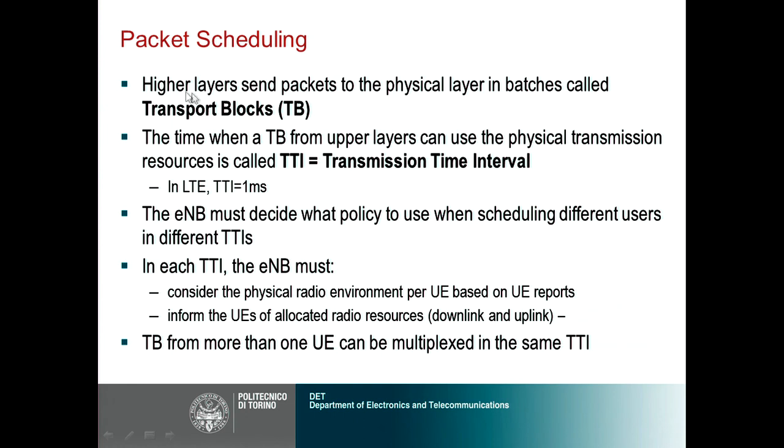So, as I said, the higher layer sends packets to the physical layer in batches called transport blocks, and every transport block is sent during a TTI. A TTI is usually 1 millisecond, so one subframe. And in each TTI, the eNode B must look at the physical radio environment, based on the report sent back by the UE, and decide what MCS is used during the next TTI and what radio resources are allocated to the UE.